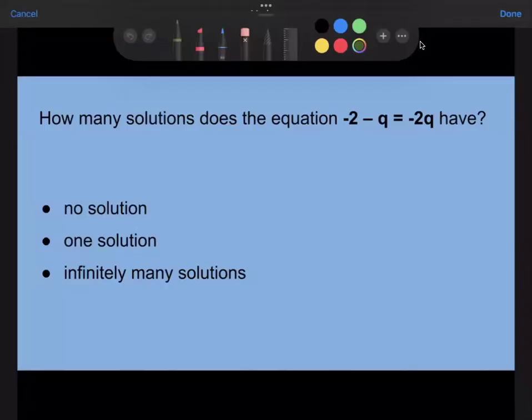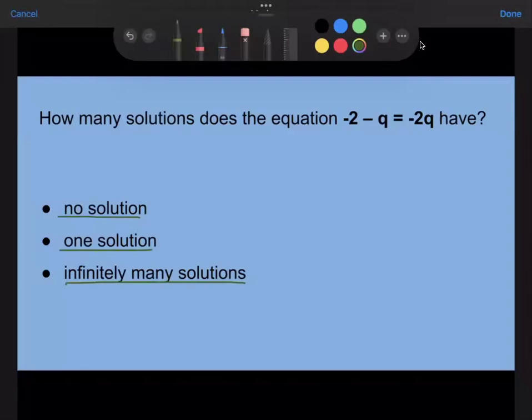So when we're trying to determine the number of solutions an equation has, we have three options. The first one is no solution. That means this equation has no solution. The other option is one solution. That's our typical thing that we get when we're solving equations: Q equals something. The other option is infinitely many solutions.